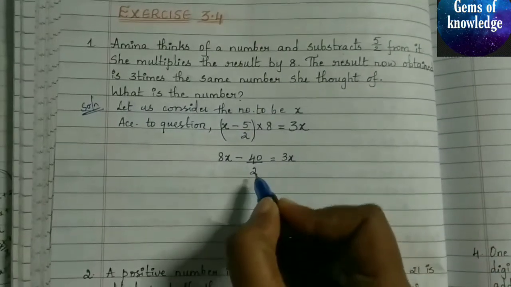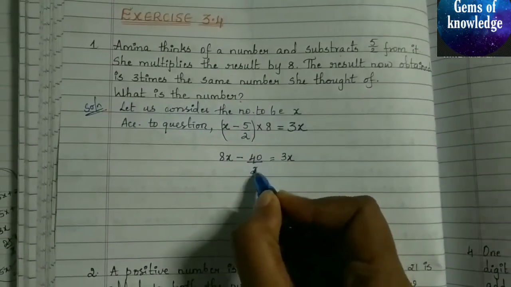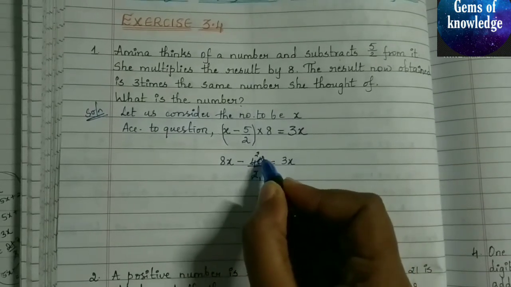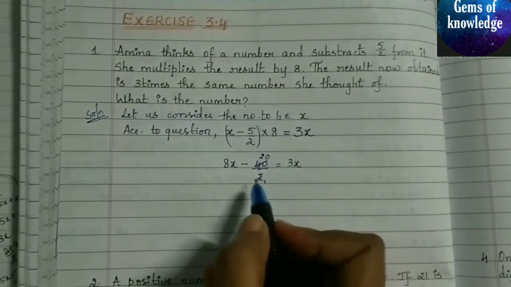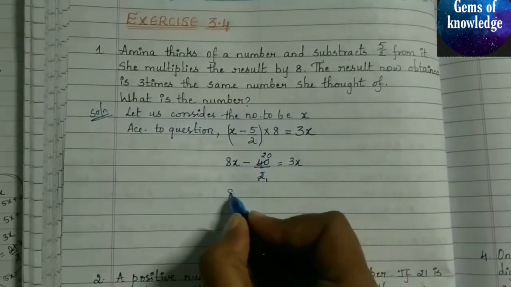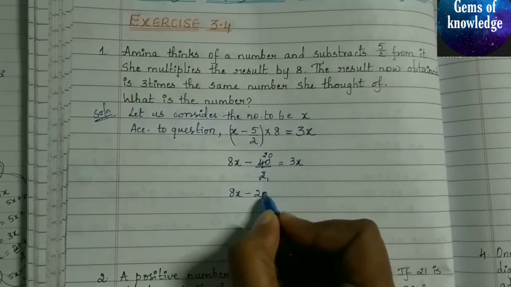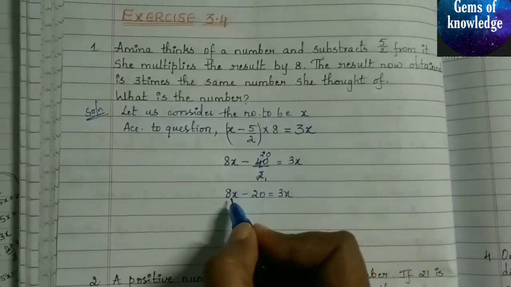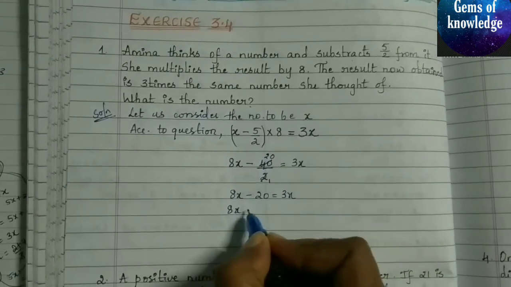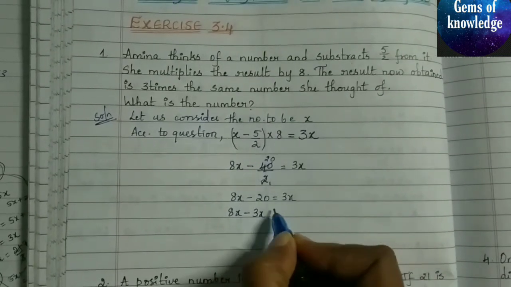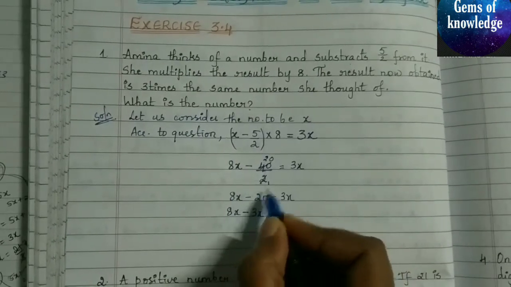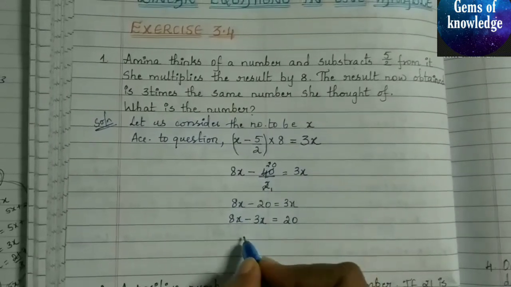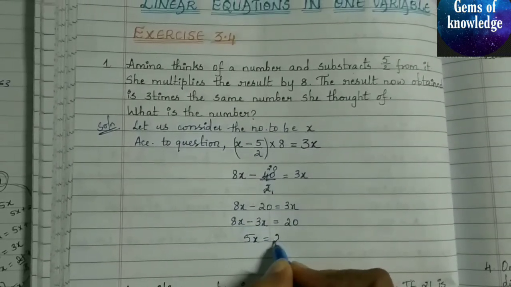Okay, what we will do here is next we will cancel this 2 1s are 2 and 2 2s are 4 and 2 zeros are 0. So here we are getting 20. Okay, so we will get here 8x minus 20 is equals to 3x. Okay, now let us bring this 3x to this side. We will get 8x minus 3x. Okay, then we will take this minus 20 to this side. It will become plus 20. So this will become 8x minus 3x is nothing but 5x, which is equals to 20.